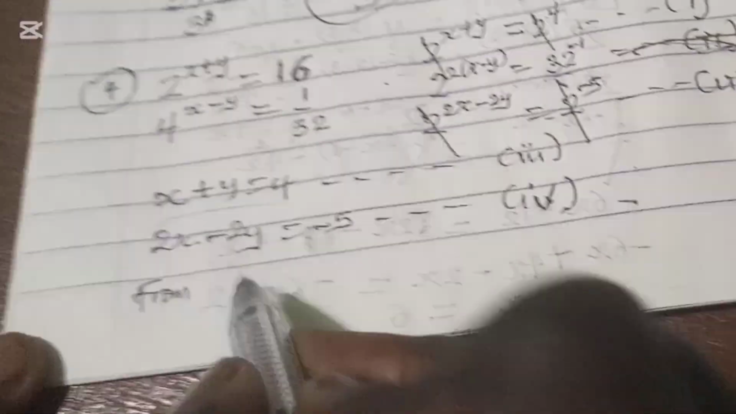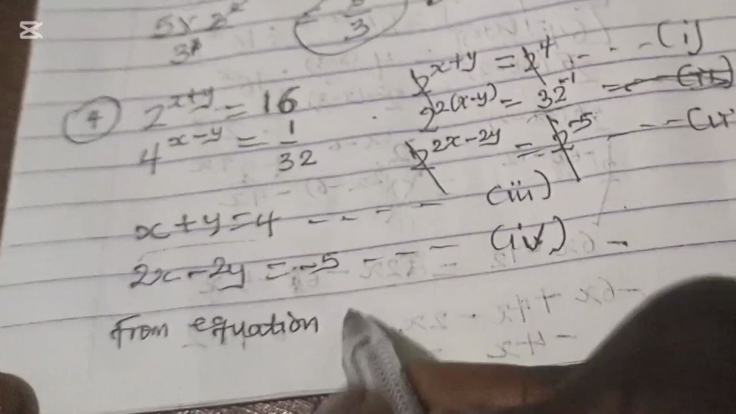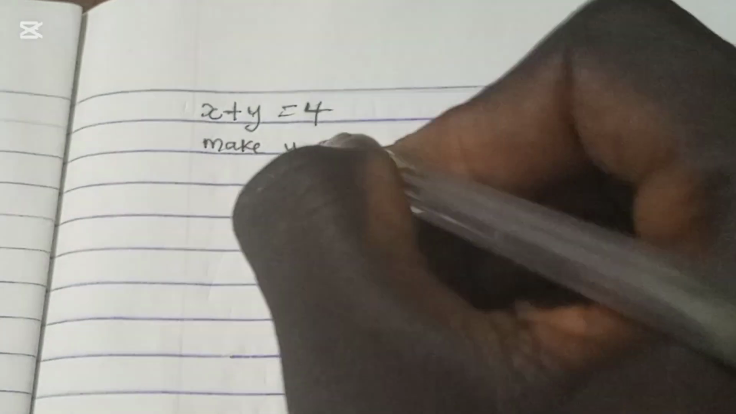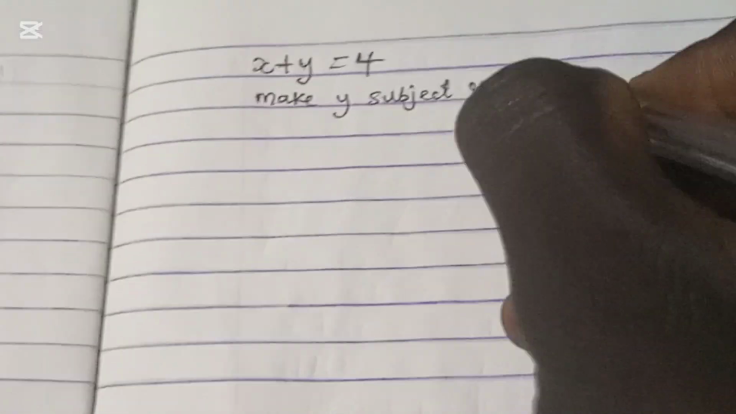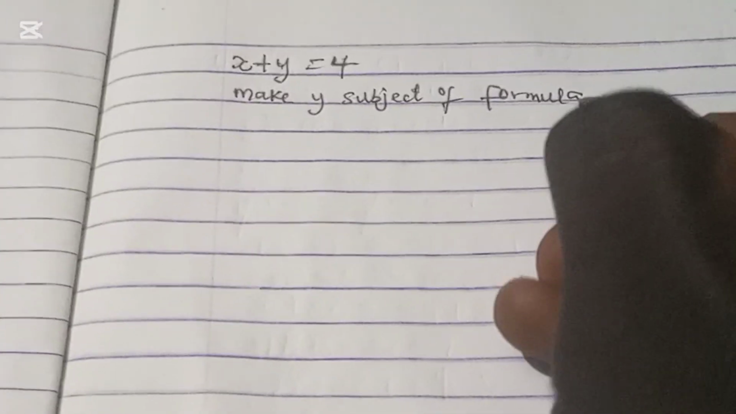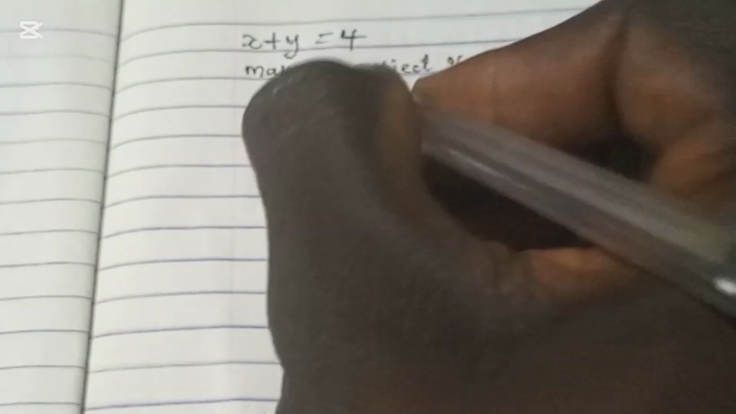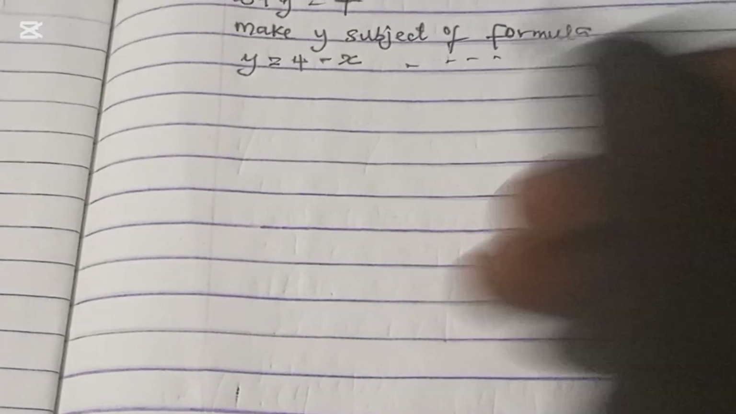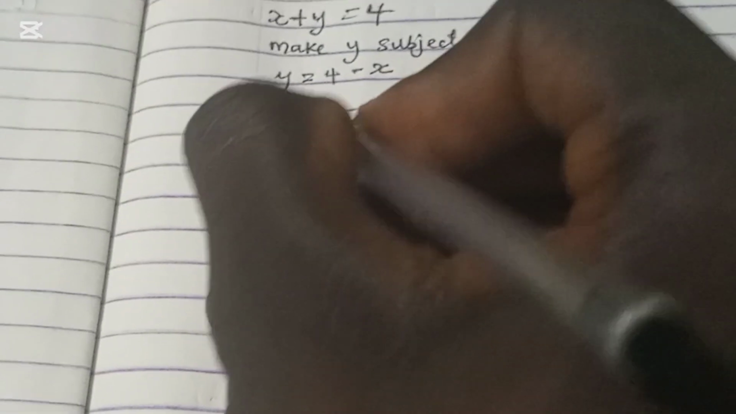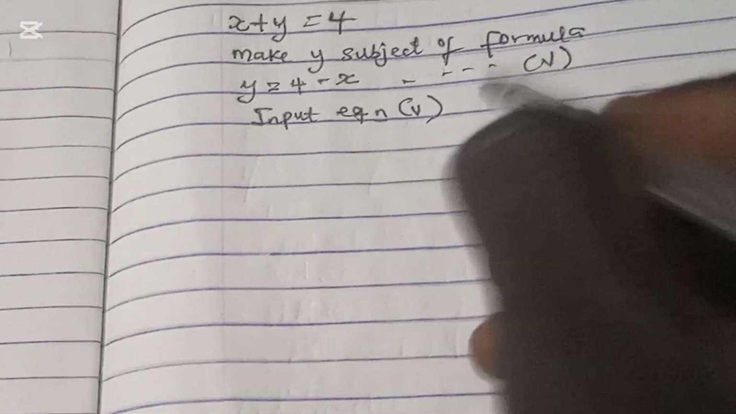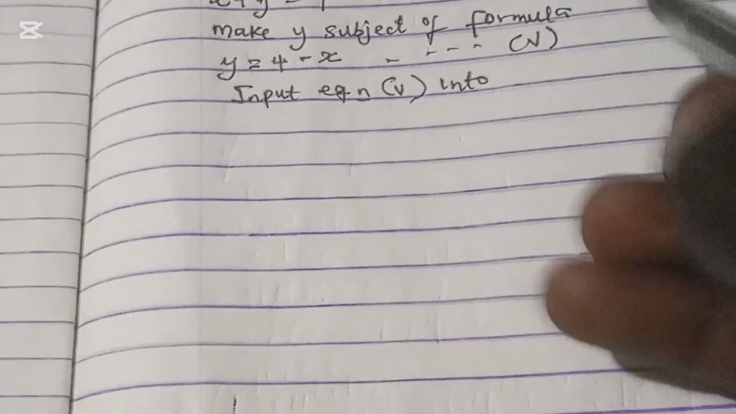Equation 3 is x plus y equals 4. So we can make either y or x the subject of the formula. Let's make y the subject of the formula. That way, y equals 4 minus x. I label this as another equation, maybe equation 5. Then I input equation 5 into equation 4.